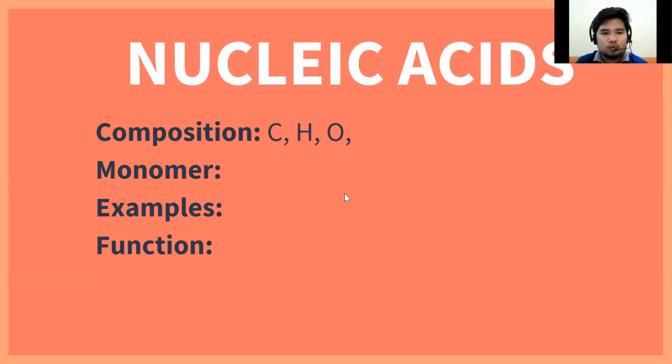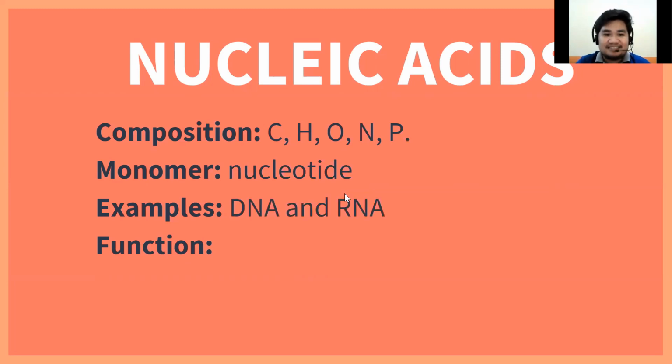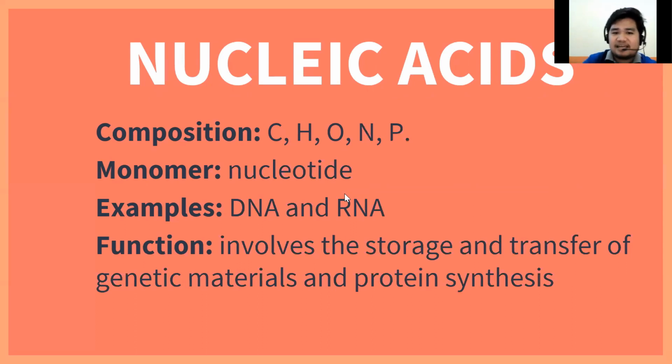Ayan, what are the two missing elemental composition of nucleic acids? Okay, nitrogen and phosphorus. How about its monomer? Nucleotide. And example, DNA and RNA. How about function? DNA is for storage and transfer of genetic material, and RNA is for protein synthesis.